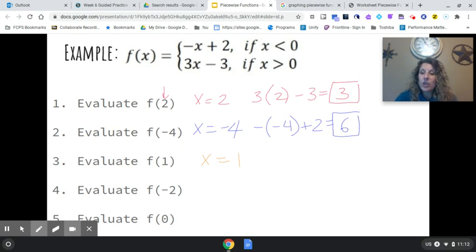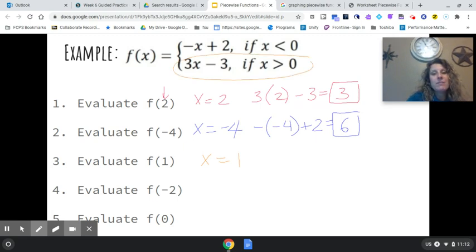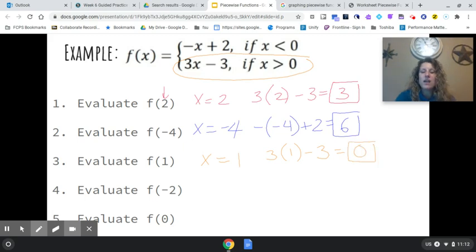If I take a look at the domains, again, I need to determine, is x less than 0? No. Is x greater than 0? Yes. 1 is greater than 0. So I'm back using that bottom equation. The x again is 1. So if we plug that in, 3 times 1 minus 3. Well, 3 times 1 is 3, minus 3 gives us a y value of 0. So when x is 1, the y value is 0.